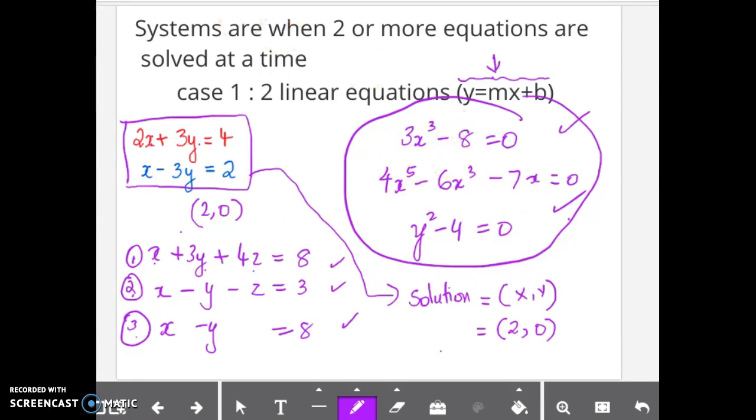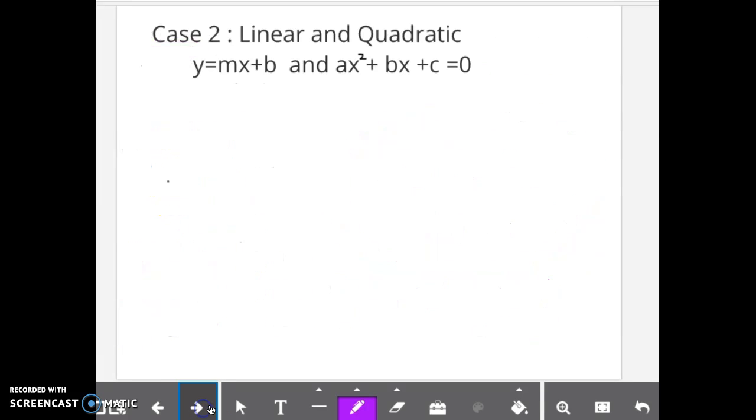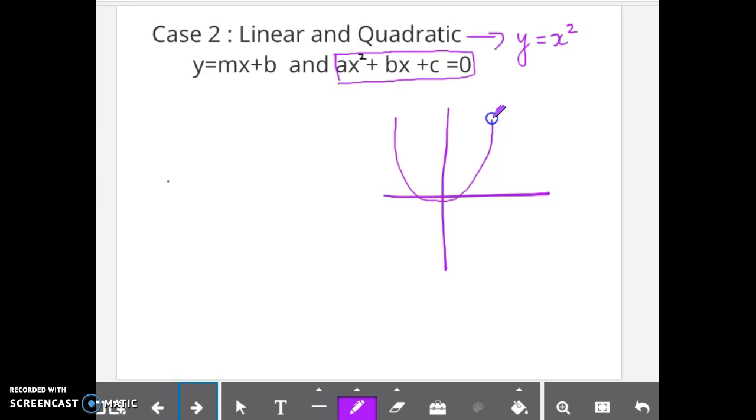Now the second case: systems do not always have to be between two linear equations. It can be, for example, a linear and a quadratic. We know the general equation for a quadratic is ax squared plus bx plus c equal to 0, but the simplest quadratic is y equals x squared, and we know the graph is a U-shape, a parabola, right? A U-shape that goes up like that. It's not supposed to actually go down the line. I'm sorry about that. So y equals x squared, that's the graph of a parabola, the graph of a quadratic function.